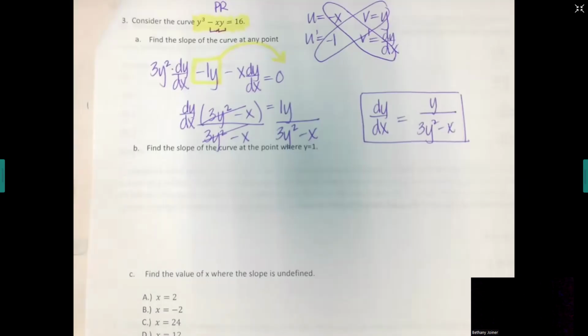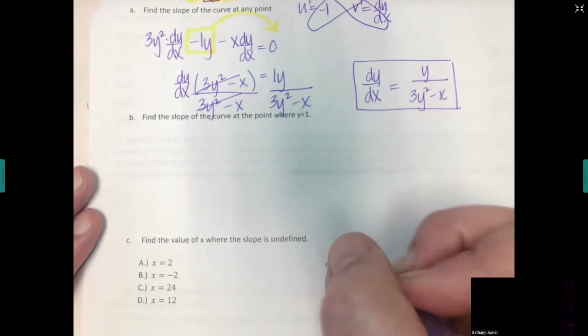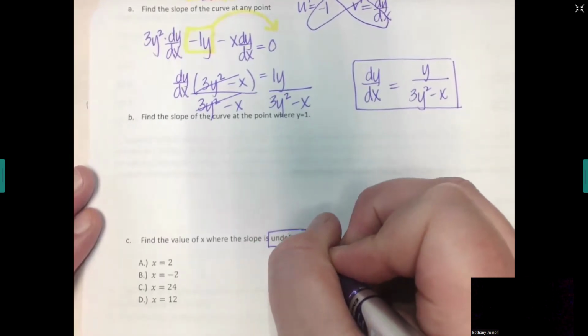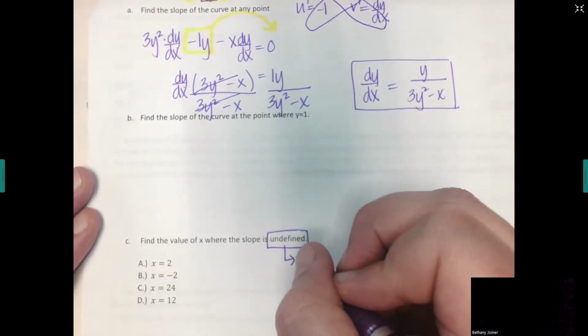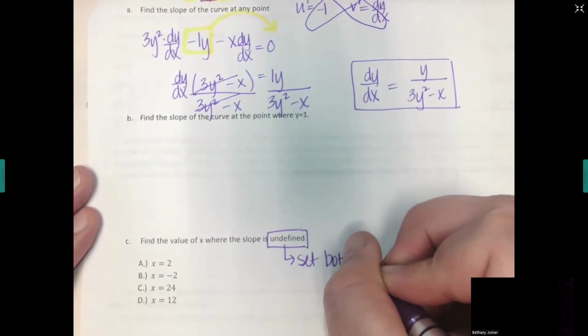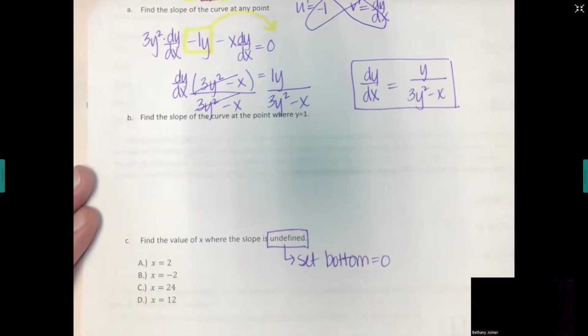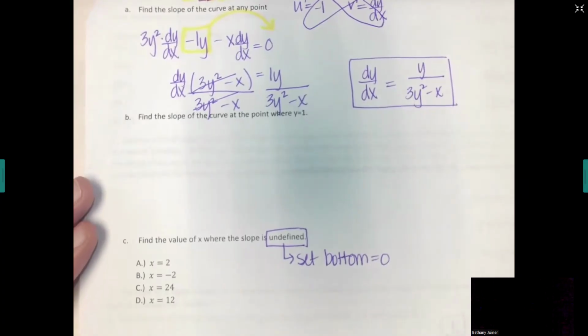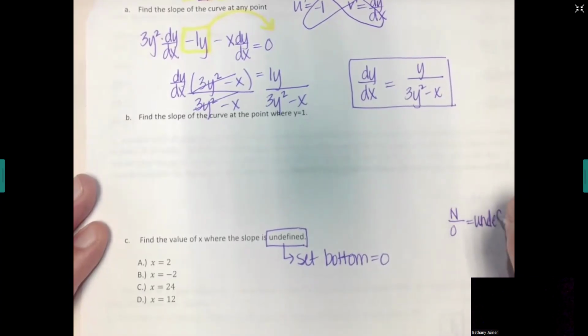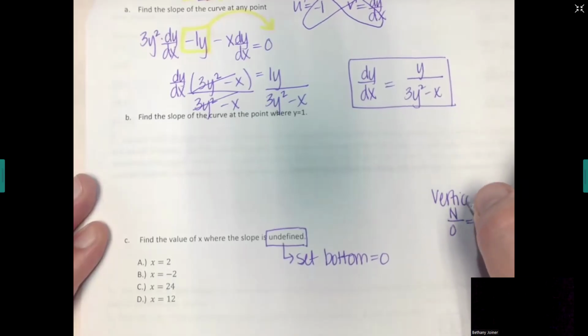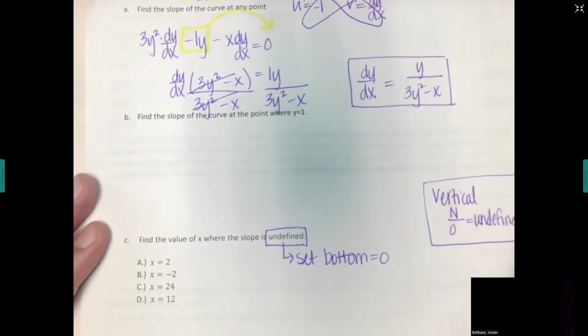Part C says, find the value of x where the slope is undefined. How can I find an undefined slope? I'll give you choices. Do we set the top or the bottom equal to 0? Okay, so set the bottom equal to 0. Remember that if you want an undefined slope, you want it to be a no. So let's write this over here to the side. No is an undefined slope. That's for a vertical. And if it said horizontal, that would be where you have a 0 slope.